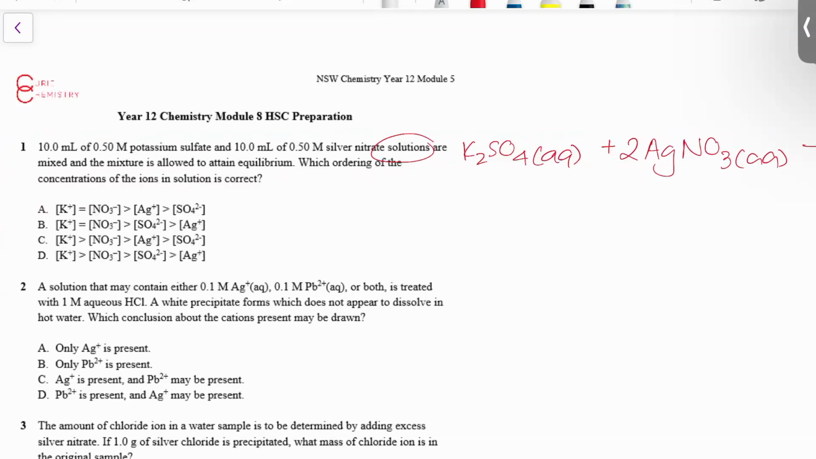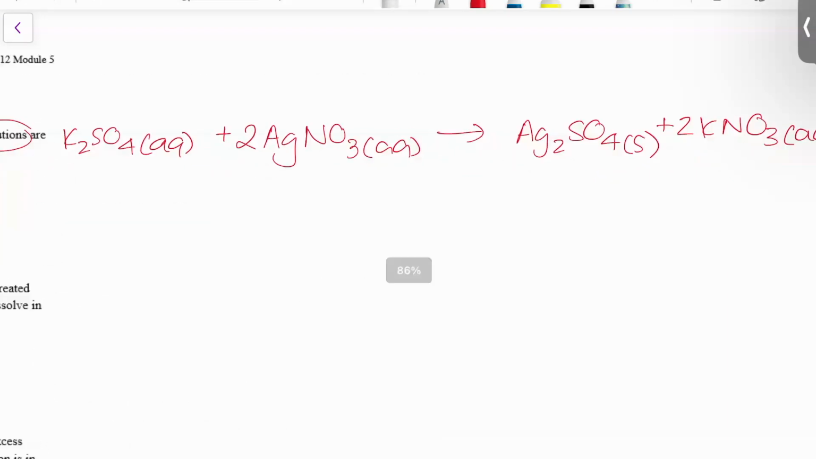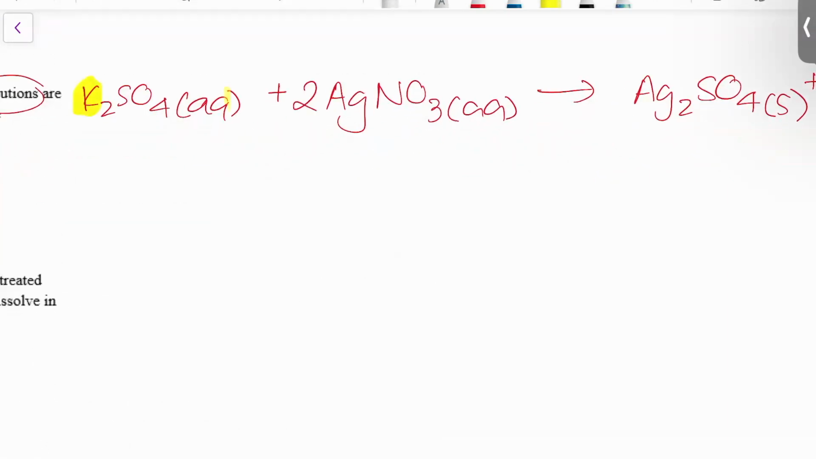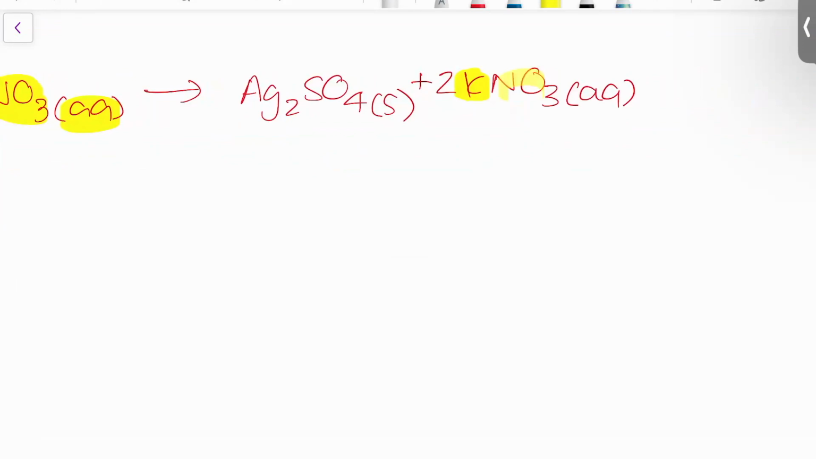Now, for the potassium and for the nitrate, they stayed as ions. Potassium is here, aqueous. Nitrate is here, aqueous. And then on the right-hand side, potassium and nitrate, aqueous. So they never exited the solution. They always stayed as ions. They didn't participate in the actual precipitation reaction. All they did was watch.